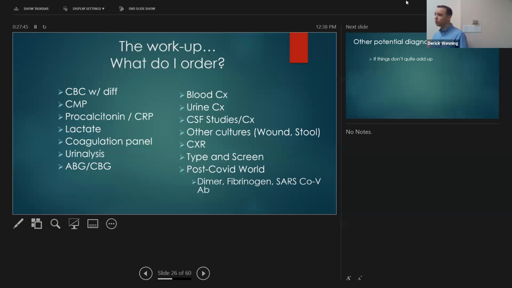And then in the post-COVID world, everybody's always thinking about MIS-C now, which can absolutely look like toxic shock. And I've seen several kids with it already. You're going to check D-dimer, fibrinogen, troponin, and then you're going to check the SARS-CoV-2 antibodies. Okay, so that's just one addition to the complicated issue that we have now with dealing with septic patients. Like, not only could this be sepsis, but is this MIS-C?